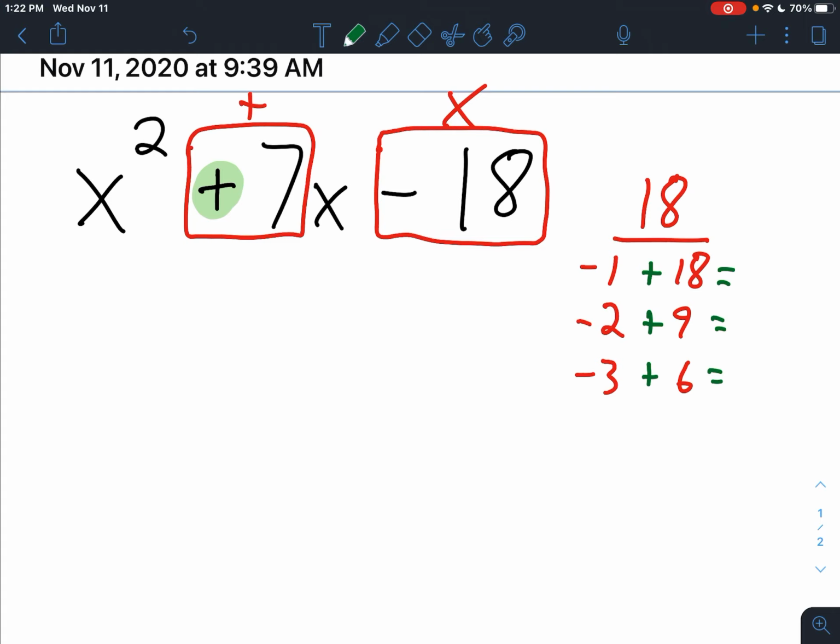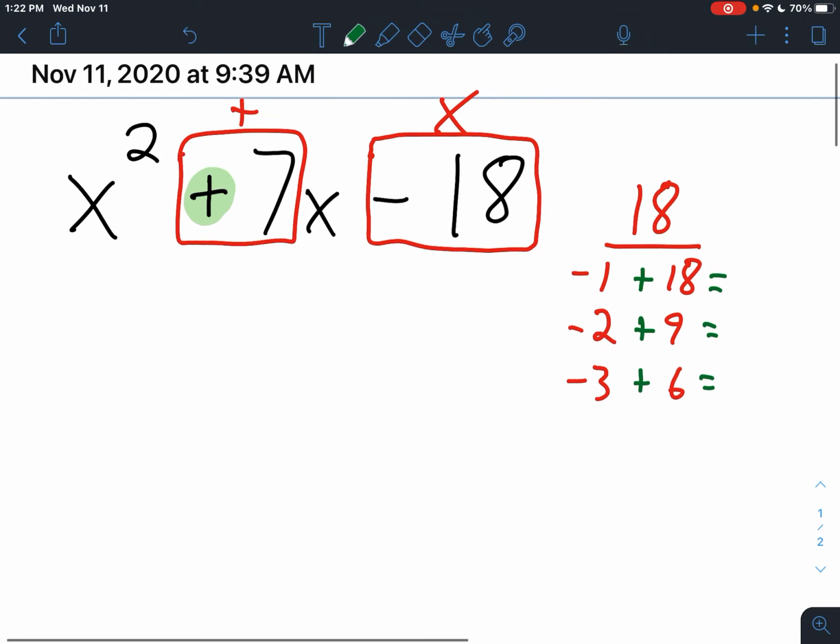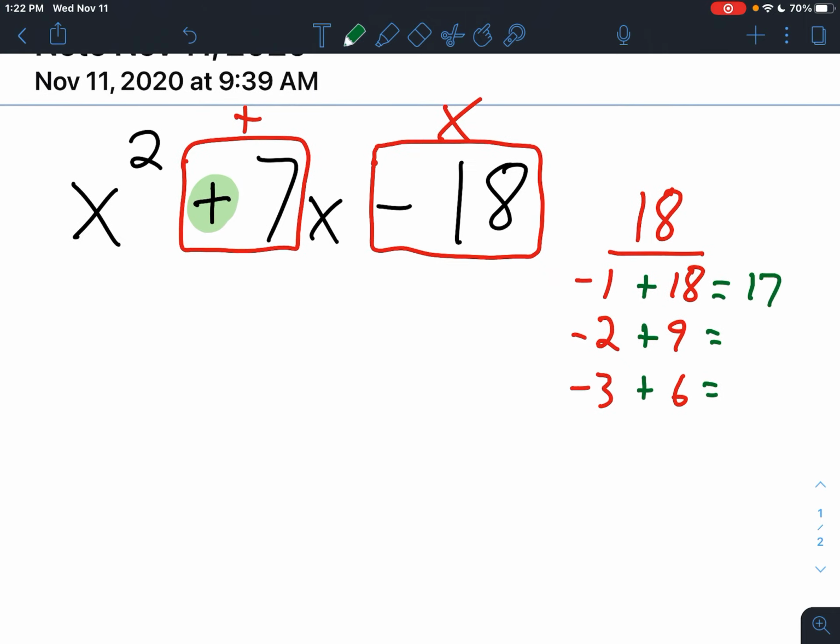And then find a positive 7. Negative 1 plus 18 is 17. Negative 2 plus 9 is 7. And there I have it. I'm just going to finish this out. That's 3. But here you go. Those are the two numbers, negative 2 and positive 9.